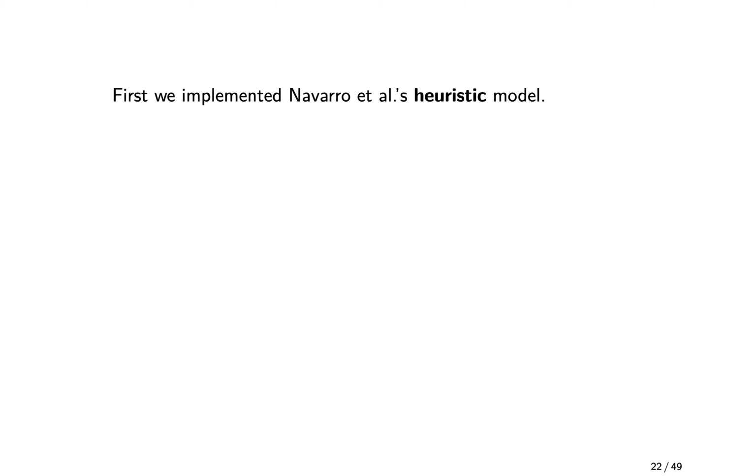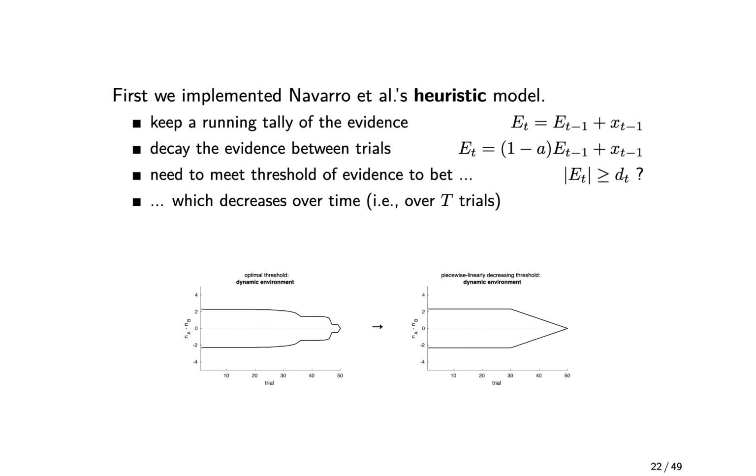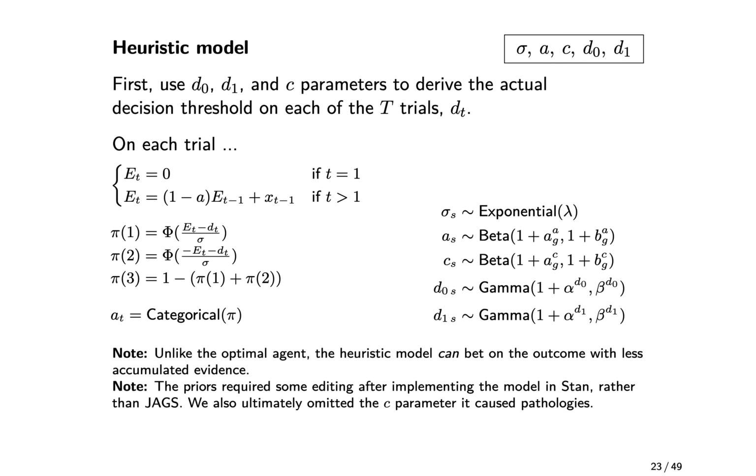So the heuristic model that Navarro and colleagues developed is very similar in design to the optimal agent. You keep a running tally of the number of orange versus blue lights that you observed. You decay that evidence to cope with a dynamic environment, bet if you exceed the threshold, and that threshold decreases over time, hopefully in a way that mirrors the optimal policy, and also is allowed to be noisy because humans are noisy. Here's the full model specification as we did it in Stan.